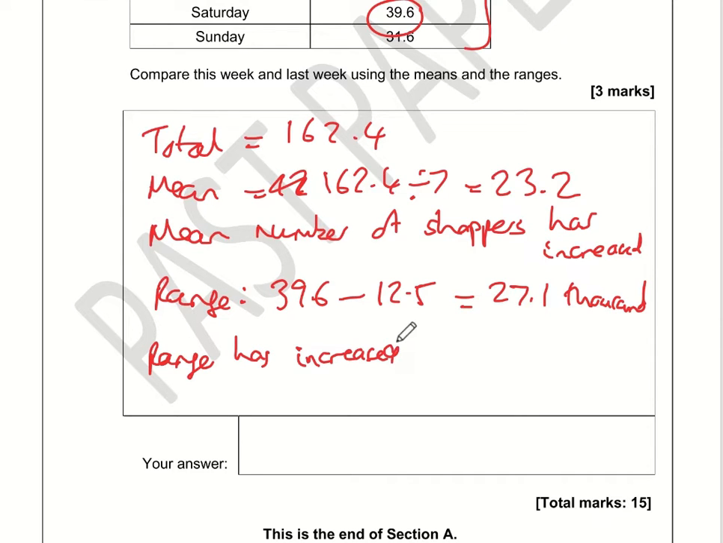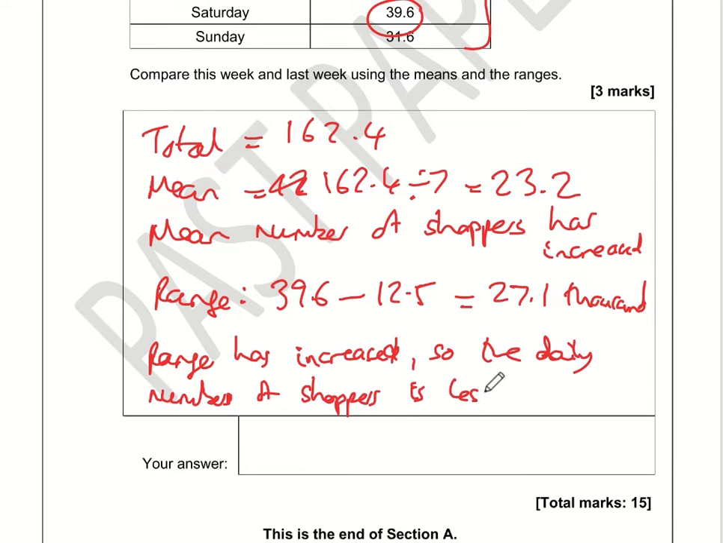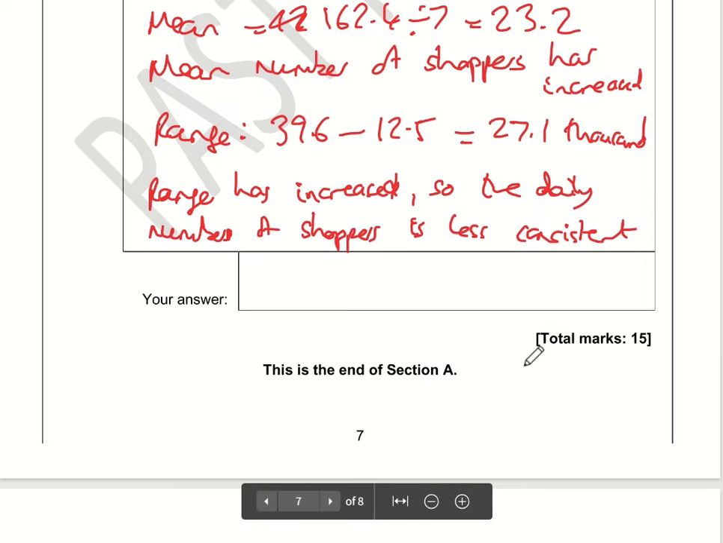And with range, we need to be thinking about consistency. The greater the range, the less consistent the data. So if the range in the daily number of shoppers has increased, that means it is less consistent. So always relate range to consistency. The bigger the range, the less consistent. The smaller the range, the more consistent. And that is the end of section A.